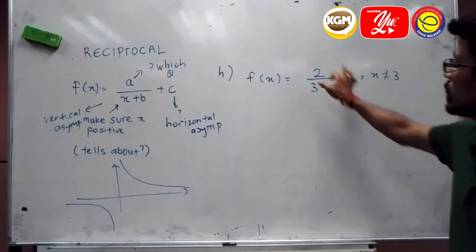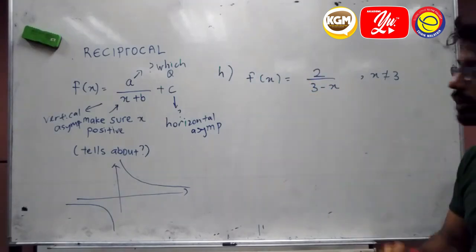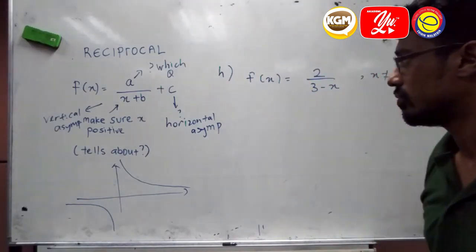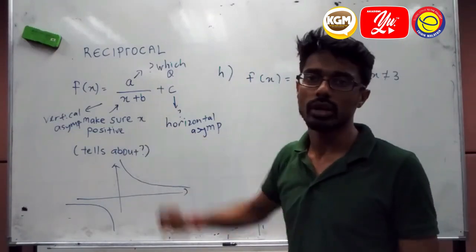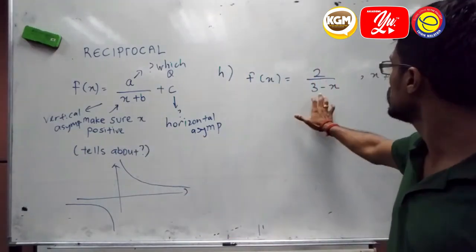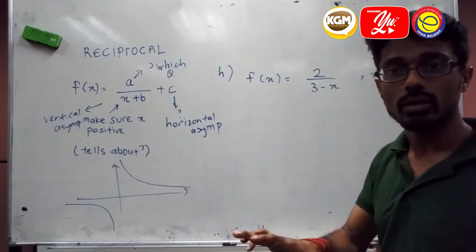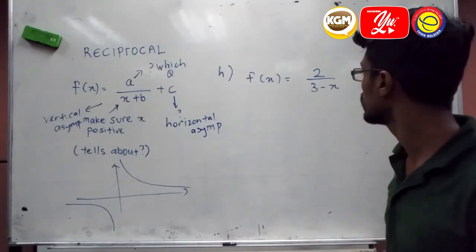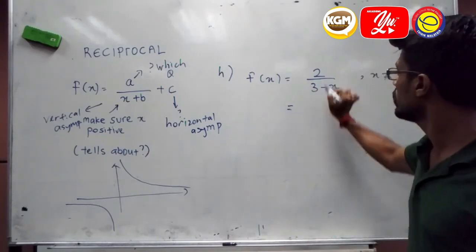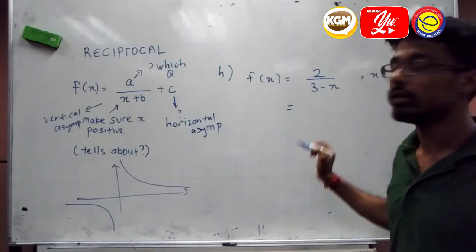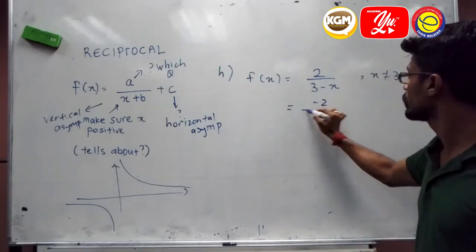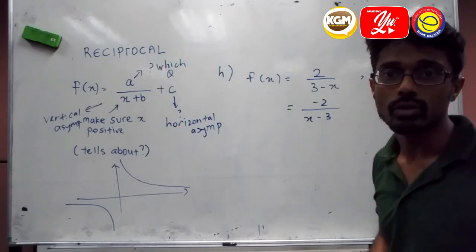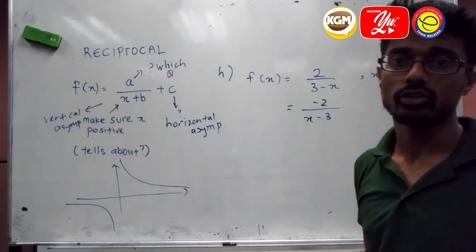Our first example is 2 over 3 minus x. The first thing to notice, as I have told you, is to make sure your x is positive. Here you can see my x is negative. That's not a problem. I just have to multiply top and bottom by -1. So the numerator becomes -2 and the denominator becomes x minus 3. Now I'm all set to do my sketching.